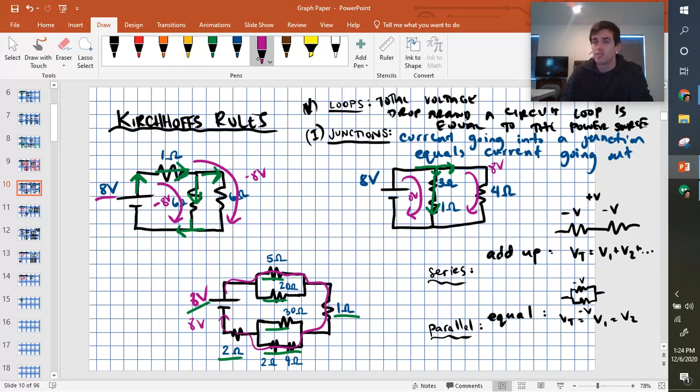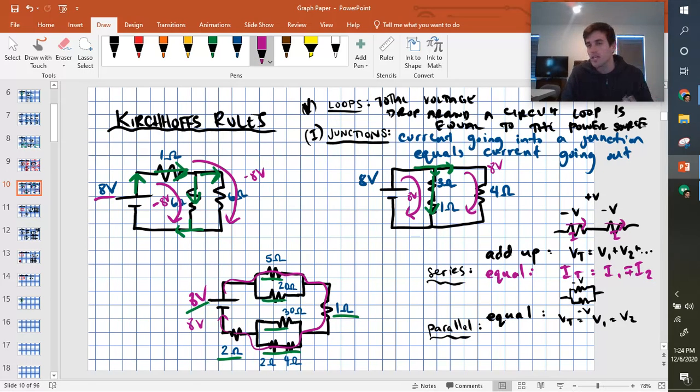Our current rule is flipped. They are going to be equal if we're dealing with series. Because it's going through both of these resistors, whatever current passes through here has to be equal to the current that goes through there, because there's nowhere else for it to go. So that looks like IT equals I1 equals I2. And then in parallel, it switches because the current can go either direction. So in that case, they're going to add up to be whatever it was before. So we have IT equals I1 plus I2 plus whatever.